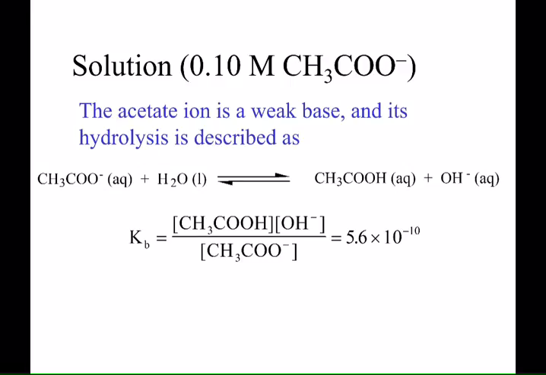So we're going to make this minus x. We're going to make this plus x. And this plus x. And then our equilibrium concentrations look like this: 0.10 plus x, x, and x. And then we can substitute into our Kb expression. So we have x squared times 0.10 plus x.